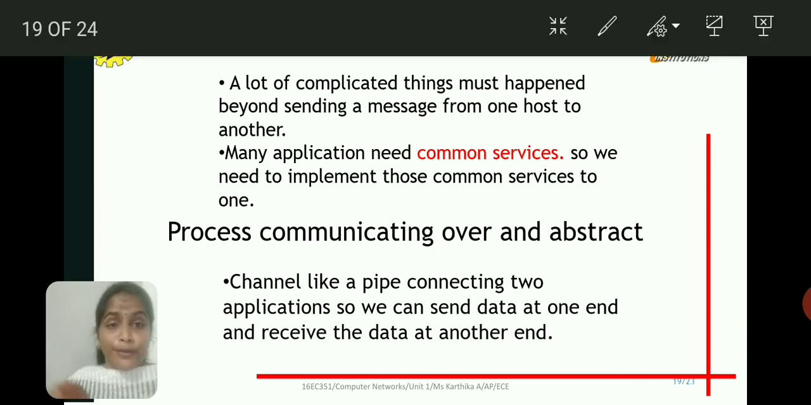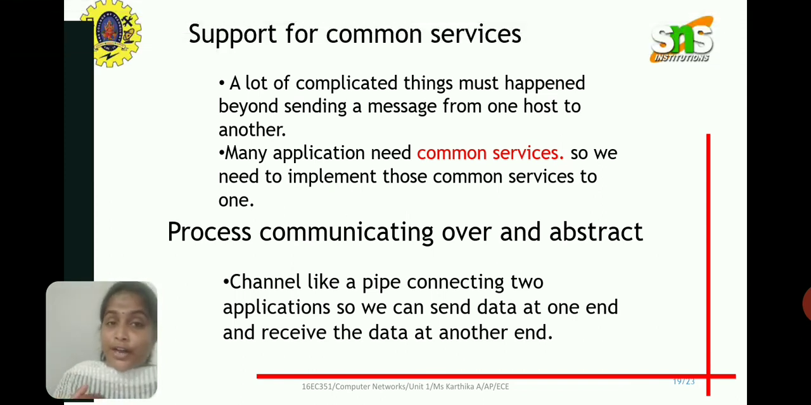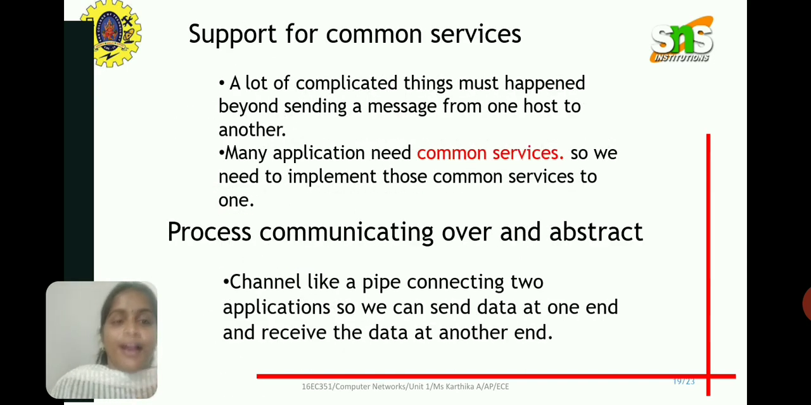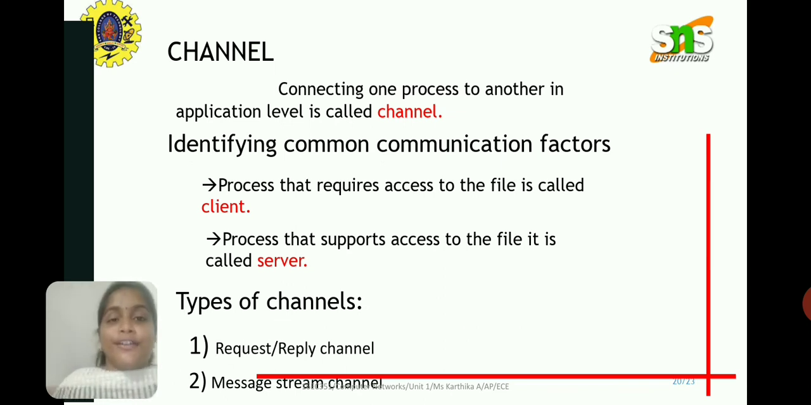We know that computer networks give huge support for common services. A lot of complicated things must happen beyond sending messages from one host to another. Many applications need common services, so we need to implement those common services once. In this we have a channel. A channel is like a pipe connecting two applications, so we can send data at one end and receive the data at the other end. What's the use of a channel in computer networks? Connecting one process to another at the application level is called a channel.